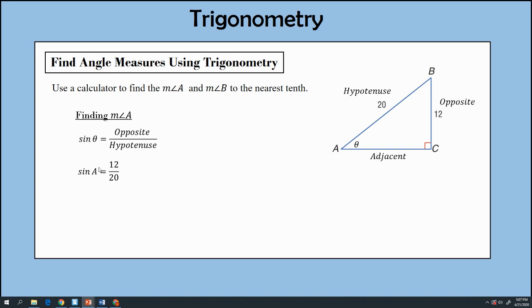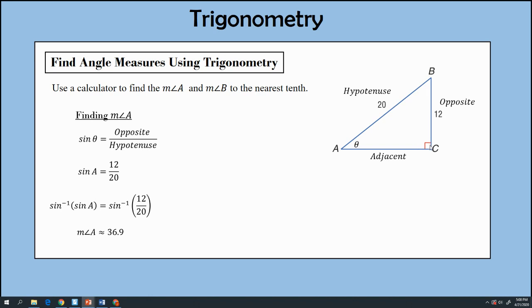Now, here's where we use sine inverse. A is what I'm trying to get. I'm trying to solve for A. So I need to eliminate that sine function. So I'm going to take the sine inverse of the sine of A. And that sine inverse will cancel out the sine and give me the measure of angle A. And then in your calculator, you're going to do sine inverse, parentheses, 12 divided by 20, close parentheses, hit equals, and it will tell you that that angle is 36.9 degrees.